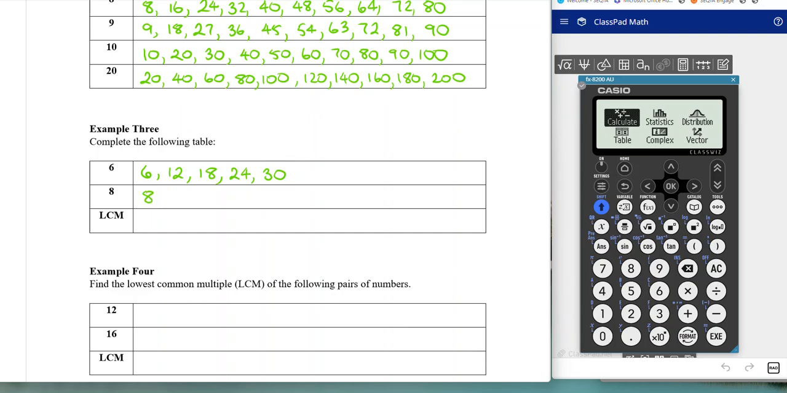8 times 1 is 8. 8 times 2 is 16. 8 times 3 is 24. And I can stop because I have now found there's a 24 in this list and a 24 in that list. Once I have a number that comes up in both of them, I have found my lowest common multiple, which for this one is 24.